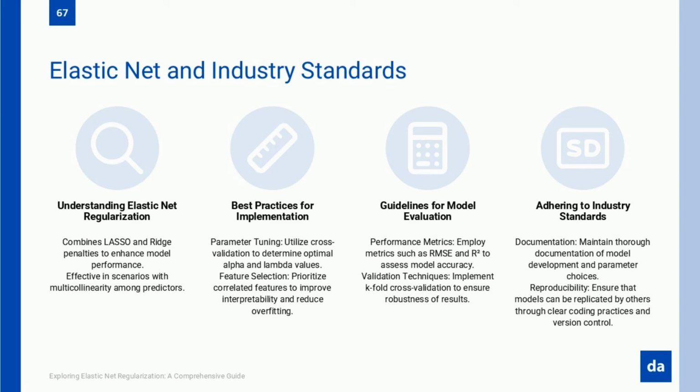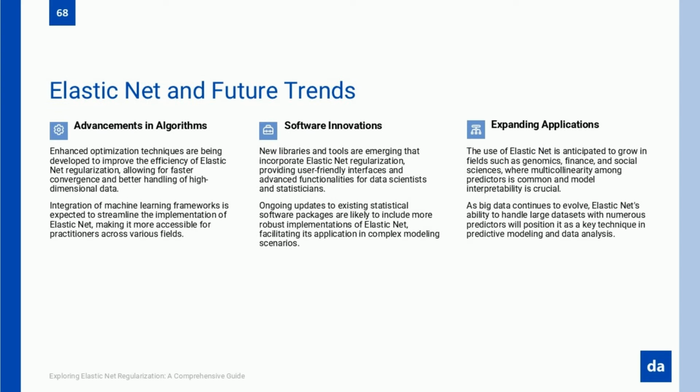As machine learning regulations evolve, businesses that prioritize explainability and compliance with industry guidelines will gain a competitive advantage. Looking ahead, we now explore future trends in Elastic Net and machine learning, seeing how these models will evolve in the coming years. Machine learning is constantly evolving, and Elastic Net is no exception.